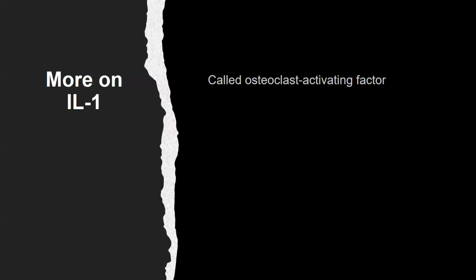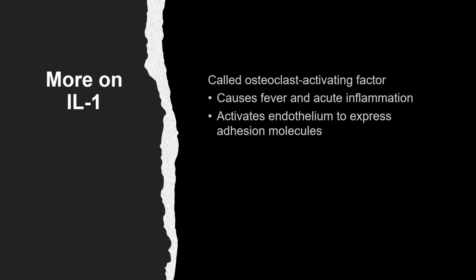A little bit more on IL-1, since we just finished that. It also can be called osteoclast activating factor. So it can activate osteoclasts and cause some bone breakdown. It causes fever and acute inflammation. It can activate the endothelium to express adhesion molecules. It can induce chemokine secretion, which is essentially what I said before, pulling white blood cells to the area of infection. And it can do that via vasodilation, so that white blood cells can actually move in and out of the blood more effectively. That's your IL-1.